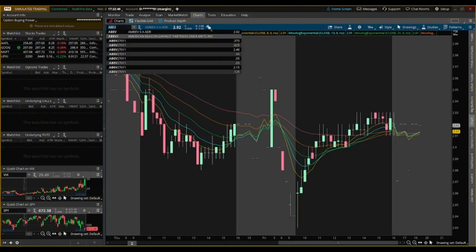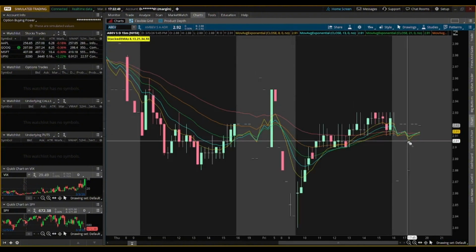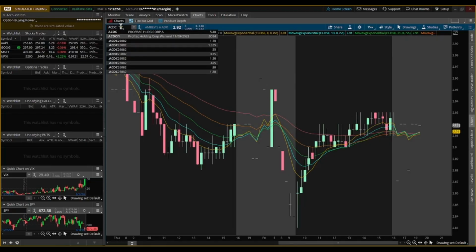Use this as a confirmation tool. If you're looking at a long setup and the stacked EMAs are light green, that's confluence. The trend is with you. If they're yellow or pink, you might want to wait for better alignment.